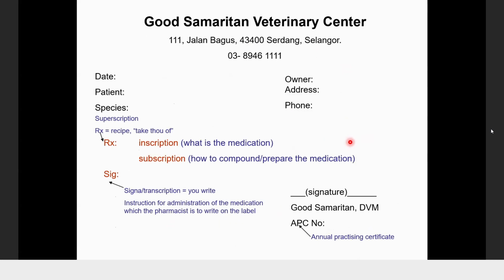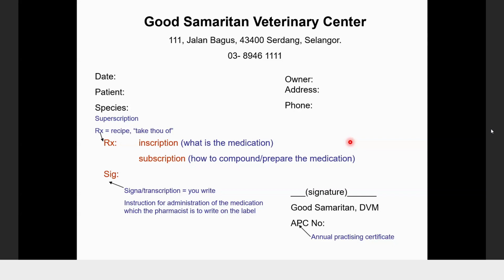So for prescription writing, as long as you have all the details, the format is okay. But recently there's a guideline by the Department of Veterinary Services. As far as I know, I've attended a few meetings with the regulatory agency, and as long as you have all the must-have components in the prescription, if you don't follow the format, it's okay, but the details must be there.